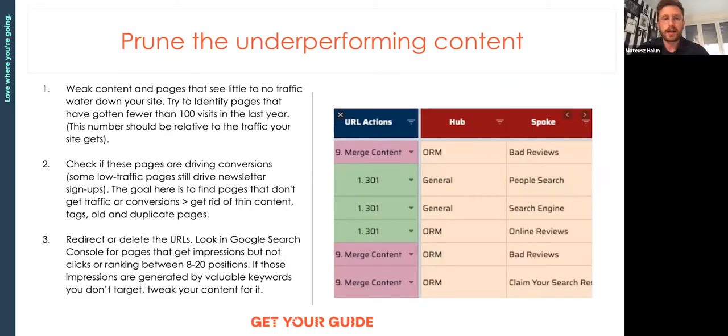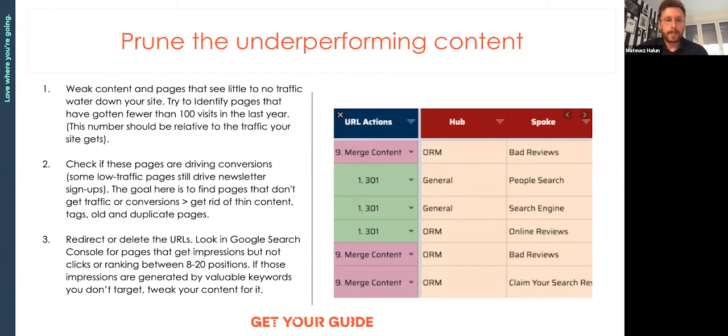Then we have pruning underperforming content. This is just about removing underperforming content. Because weak content without any organic value, not having, for example, organic hits from Google or any conversion, is watering your page down. So you're lowering the quality of your entire site.